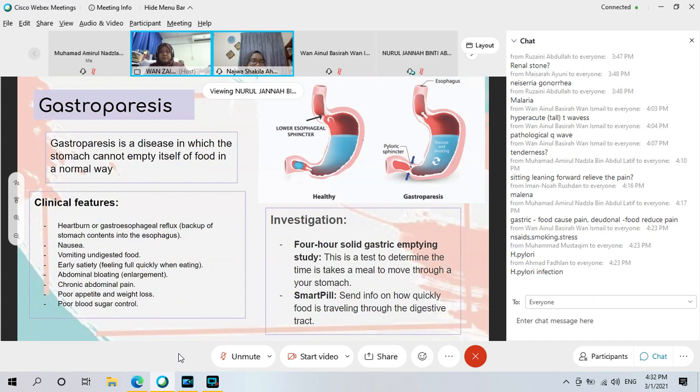Next is gastroparesis. It is a disease in which the stomach cannot empty itself of food in the normal way due to damage of the vagus nerve. Okay, gastroparesis is not a cause for acute abdomen.